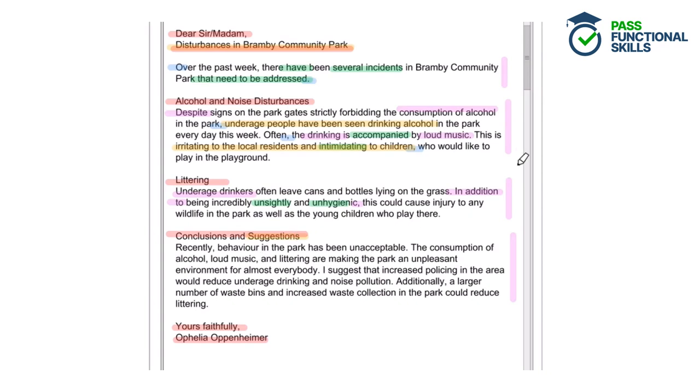So try to use some connective words in your answers to link different ideas together, add information, and create a contrast. Your answer will need to also be adapted to the audience and purpose. So you need to use appropriate language and register to create the right kind of tone and style for the audience. The audience for this question is the local council, so we need to be quite formal and polite and professional. So we have the use of standard English throughout the answer, and the writing is very formal.